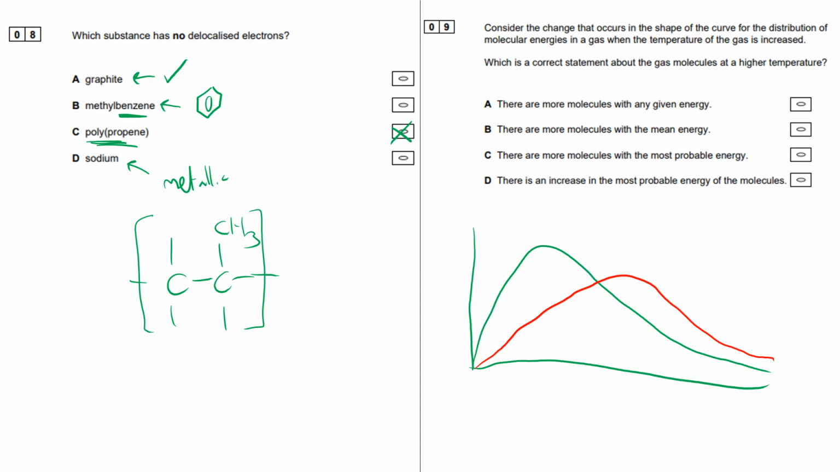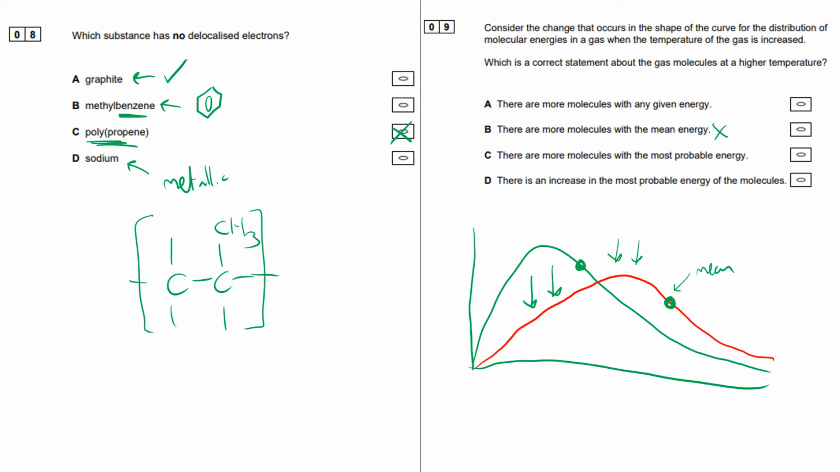There are more molecules with any given energy. Well, that's not correct because you can see the curve gets flatter, so there are fewer molecules with certain energies. There are more molecules with the mean energy. So the mean energy is just to the right of the peak. I've just put a dot on there. Because the curve gets flatter, there are actually fewer molecules with the mean energy.